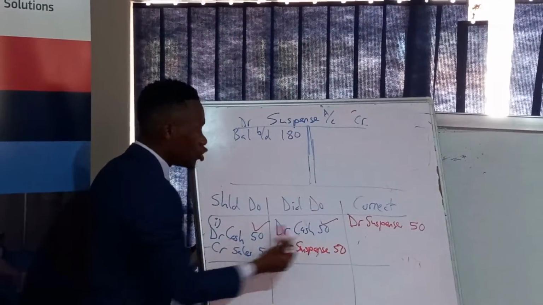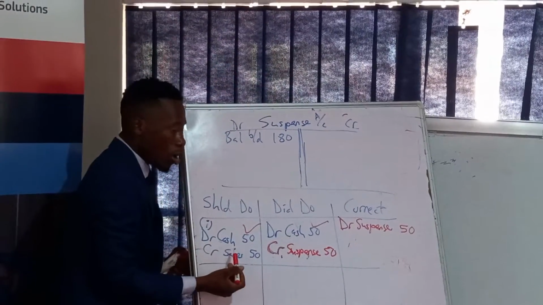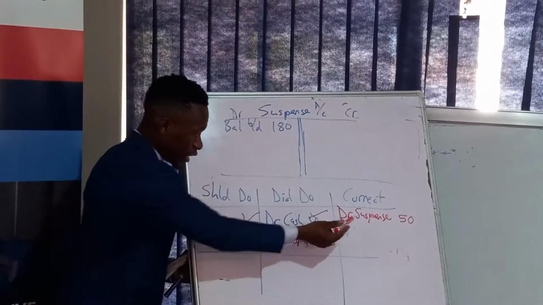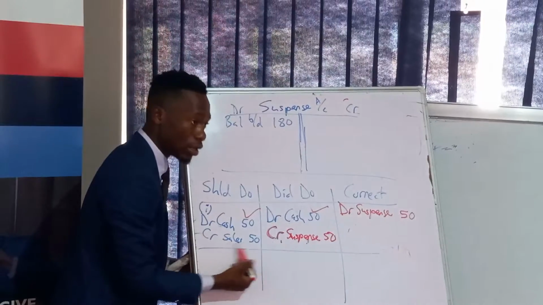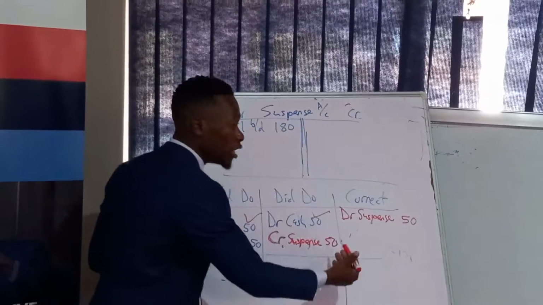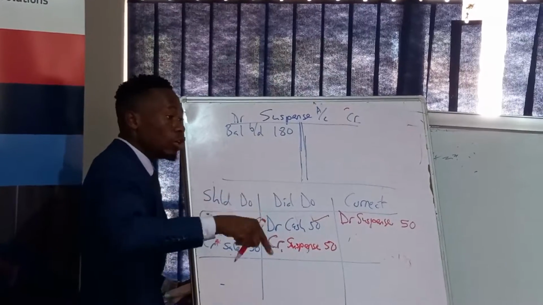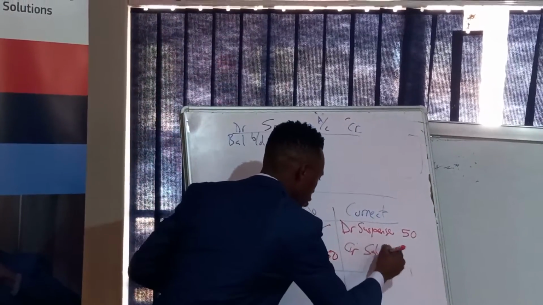Now, I'm not going to correct cash. Then you go back to the should do. What was not recorded here, we want to correct. Are you seeing that the sales was never entered? So let's record. They were supposed to record the sales on the credit, but they did not do so. So let's record the sales on this side.